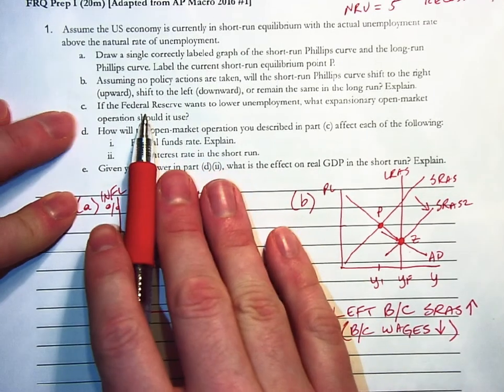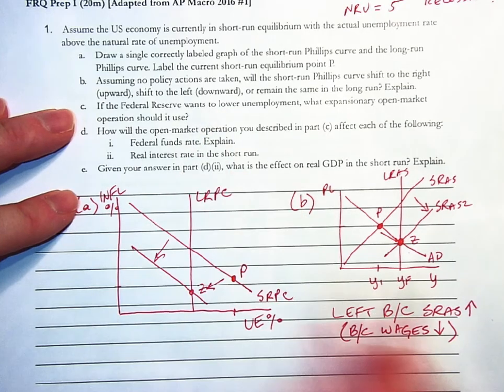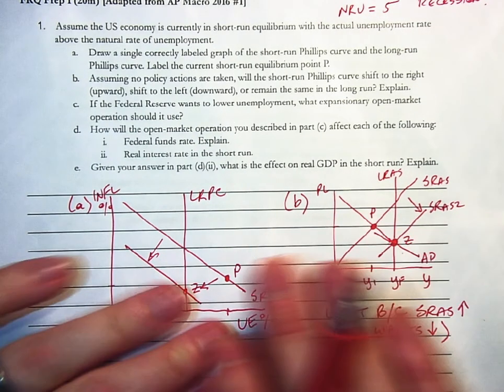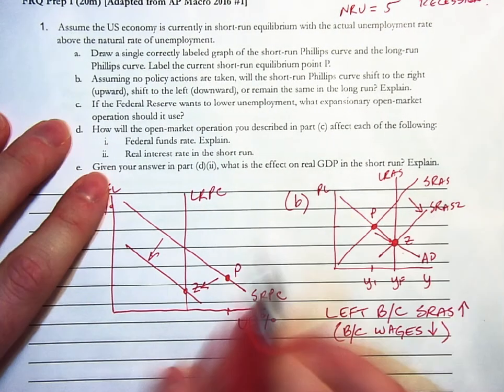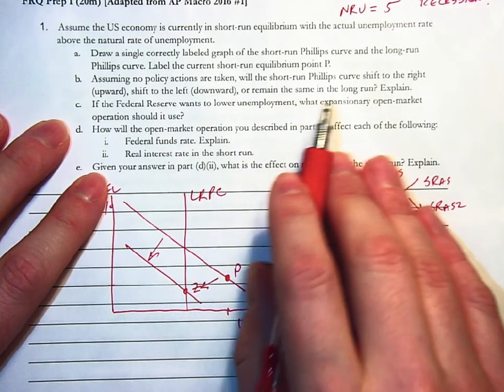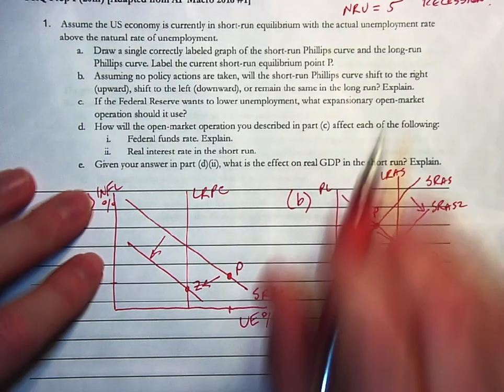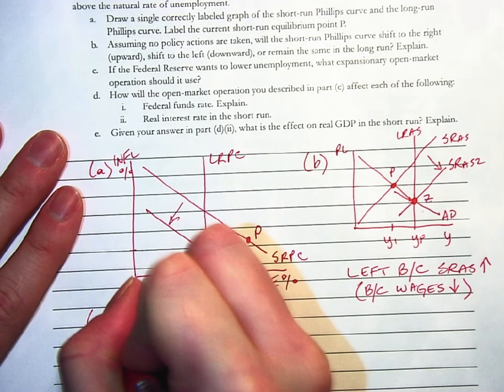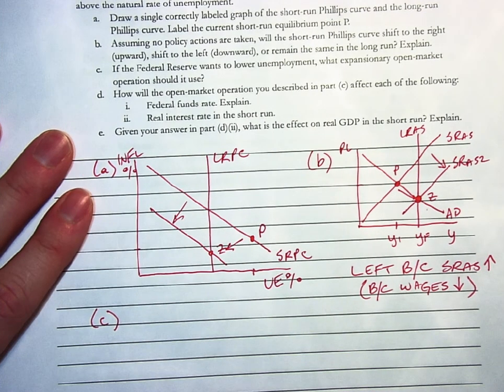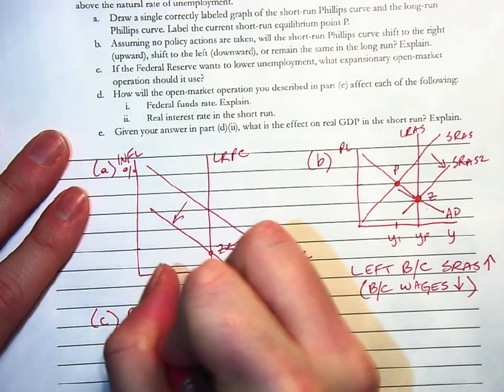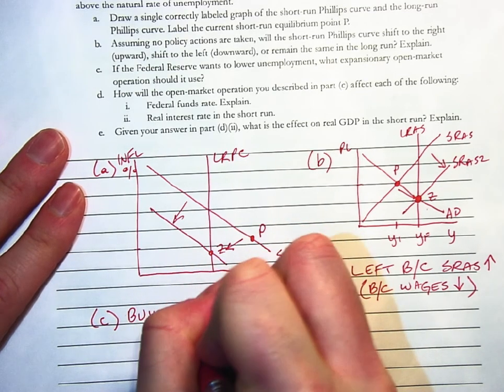Now, it says if the Fed wants to lower unemployment. So in other words, none of this stuff happened. So put B out of your head for part C. If the Fed wants to lower unemployment, what expansionary open market operation should it use? So this is just testing your knowledge. Do you remember Unit 8? They should buy bonds. Now, why should they buy bonds?